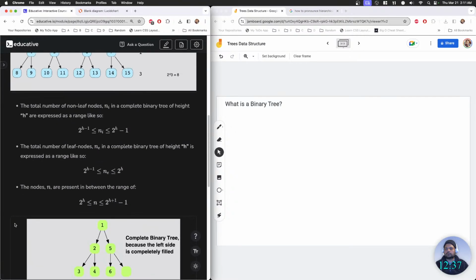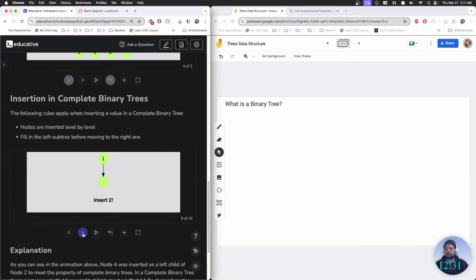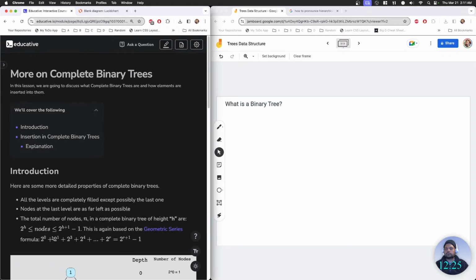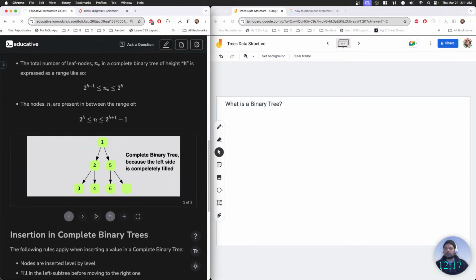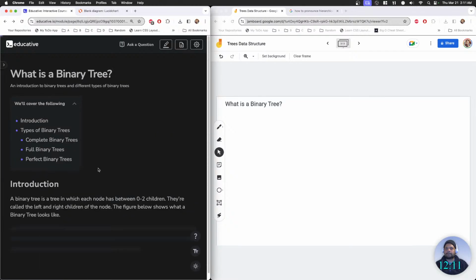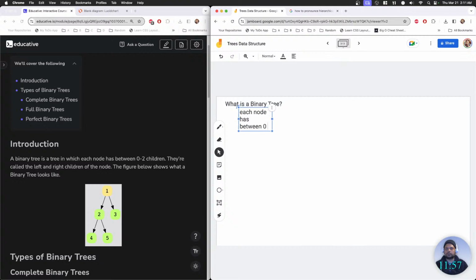Damn. Let's go back and kill some time with the old one. Tree in which each node has between 0 and 2 children. Each node has between 0 to 2 children.